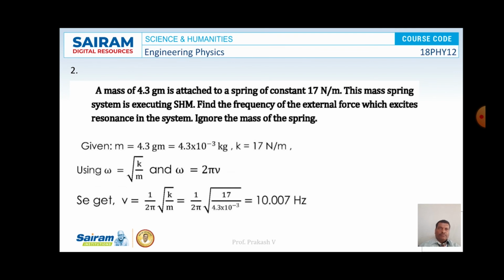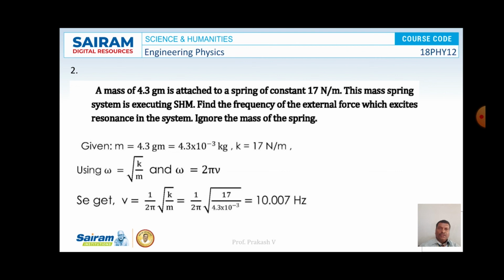Now consider another problem. A mass of 4.3 gram is attached to a spring of spring constant 17 Newton per meter. This mass spring system is executing simple harmonic motion. Find the frequency of the external force which excites resonance in the system and ignore the mass of the spring. So here the value of m is equal to 4.3 gram, convert that into kg, and the value of k is equal to 17 Newton per meter.